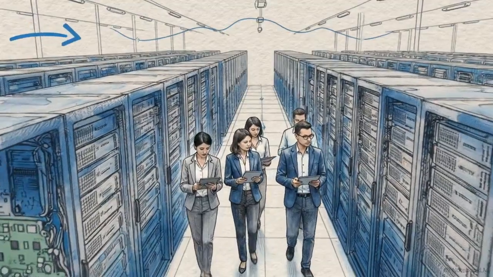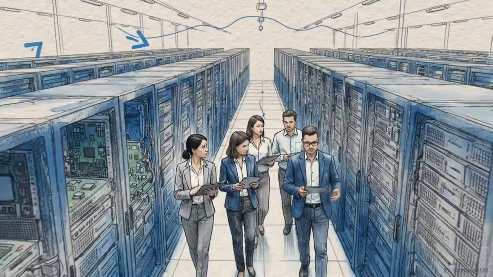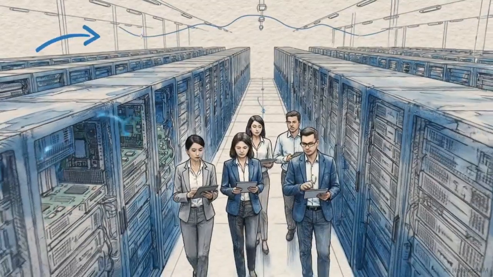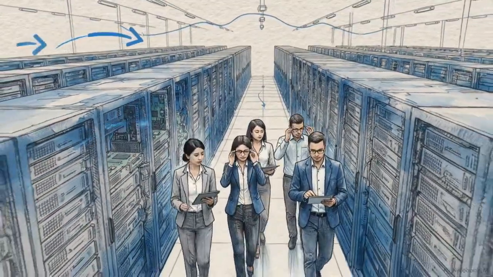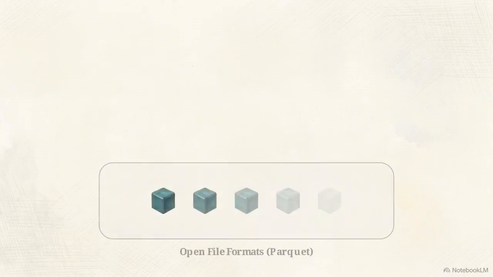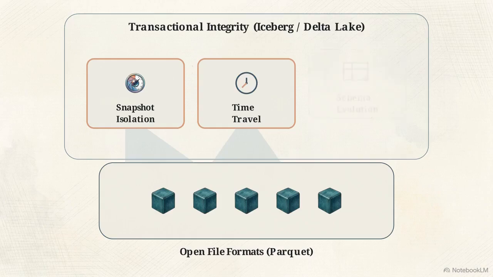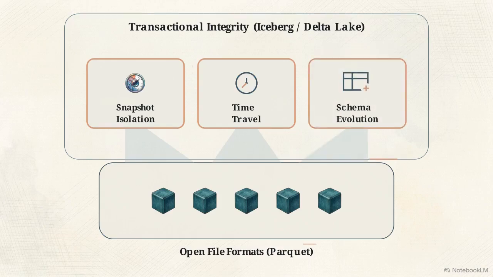The modern data lakehouse was designed to solve a specific problem. Organizations wanted to combine the highly efficient economics of cloud object storage with the strict transactional integrity of a traditional data warehouse. Storage formats like Apache Iceberg and Delta Lake achieved this integrity. They introduced snapshot isolation, time travel, and schema evolution over open file formats like Parquet.